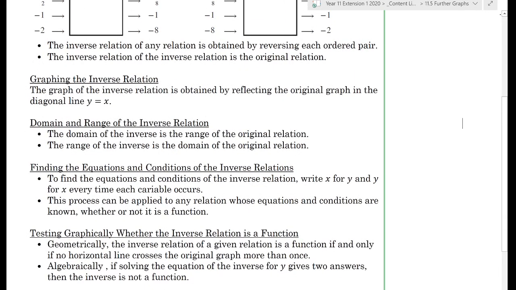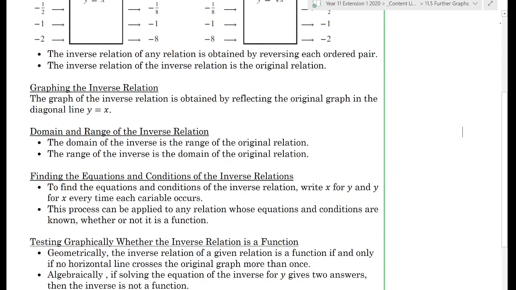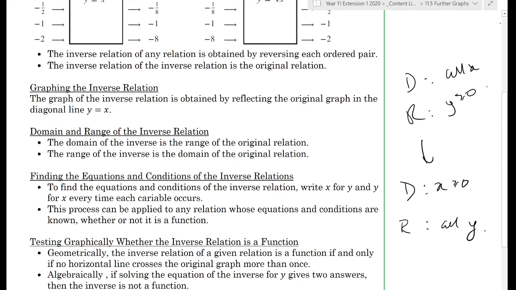The domain and range of the inverse relation is literally just the opposites. The domain of the inverse is the range of the original, and the range of the inverse is the domain of the original. For example, the domain of this one is all x, and the range is y greater than or equal to 0, like a parabola. Then in the inverse, the domain is x greater than or equal to 0, but the range is all y. You're just swapping them around. That's all it is.